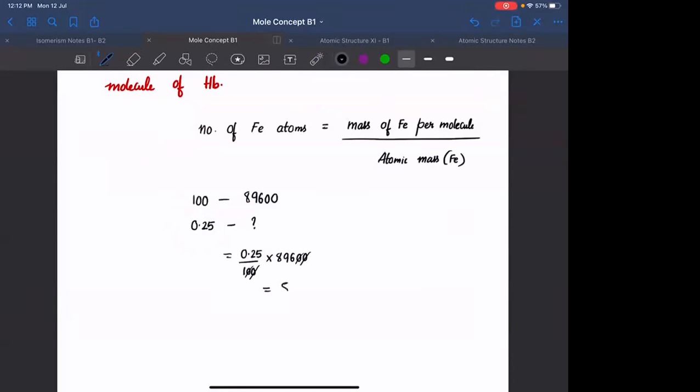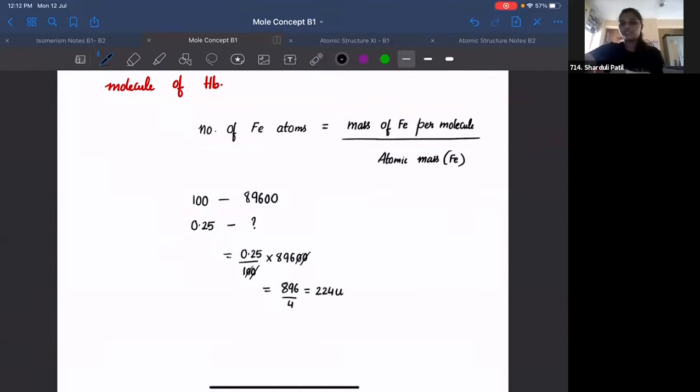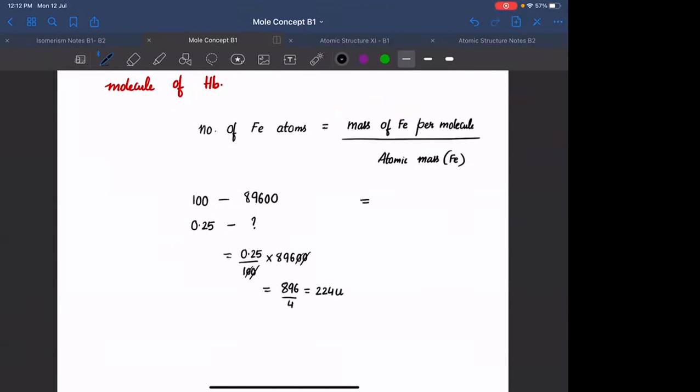Which is equal to 896 upon 4. कितना है? 224 AMU. So what is the mass of iron per molecule? It is 224 AMU upon what is the atomic mass? 56 AMU. AMU cancel होगा, which is nothing but 4 atoms.